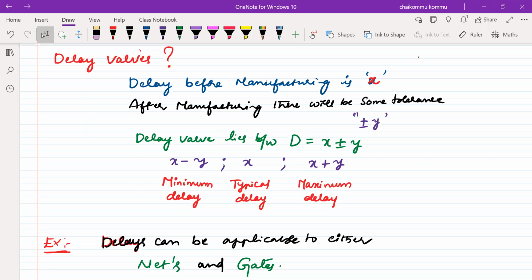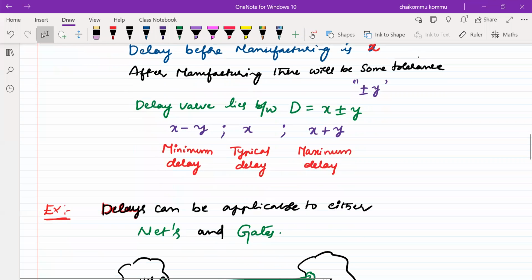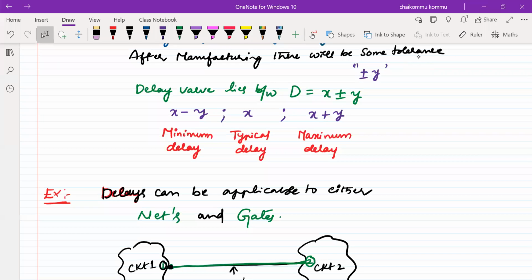Normally we will call it tolerance. So if you consider x is an actual value plus or minus y, some amount of time will be added to that. That means x, the delay value, can be less than what you expected, or the delay can be more than what you expected, but a typical value may not exist. Sometimes it may not be possible. So in that perspective, the delay values can be a minimum value, a maximum value, or a typical value. That is how people talk about delays.